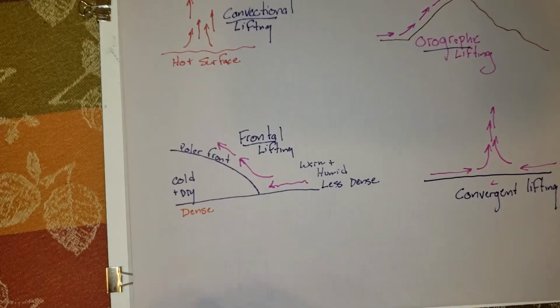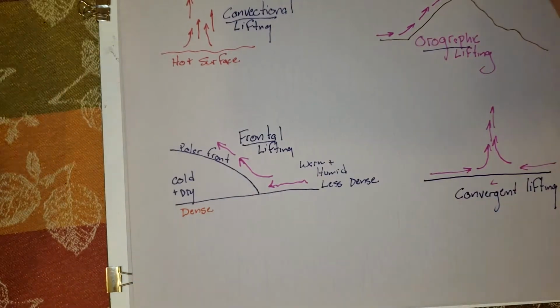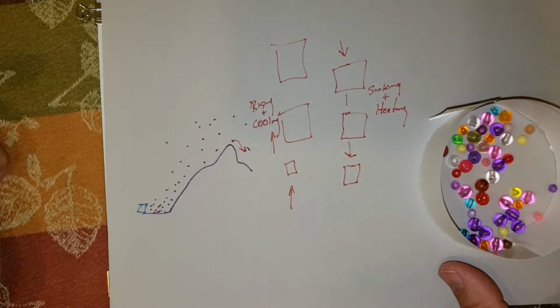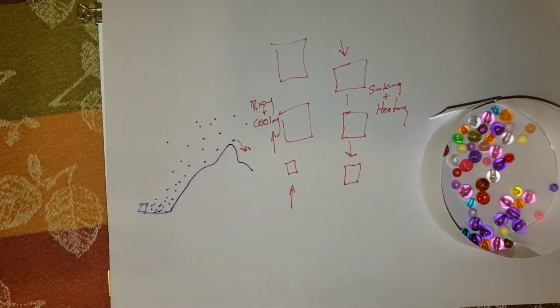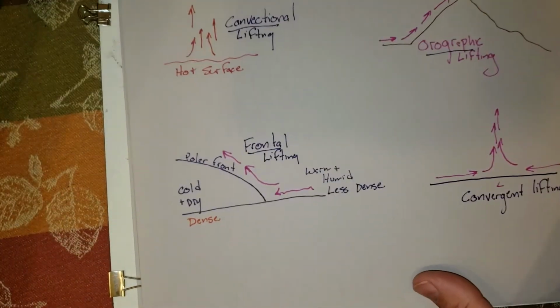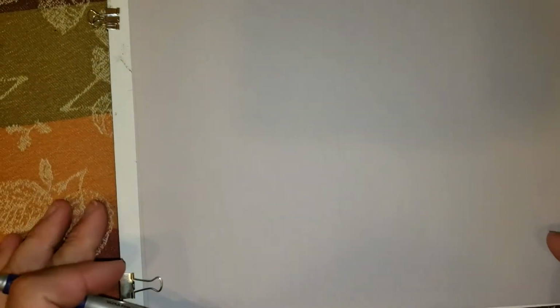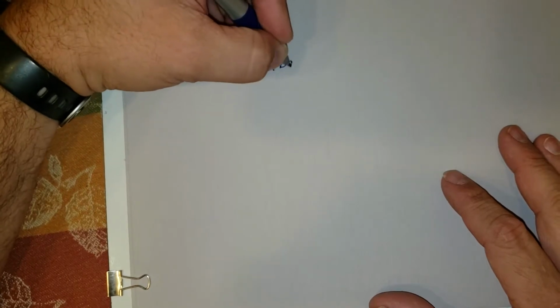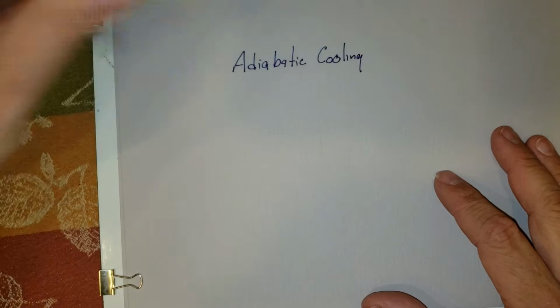All right. Now, we have talked a little bit over on our last sheet about how when air goes up, it's going to be getting cooler because of expansion. And when the air comes down, it's getting warmed by compression. There's a term for that. When we're talking about heating or cooling based on expansion or compression, we call it adiabatic cooling or heating.